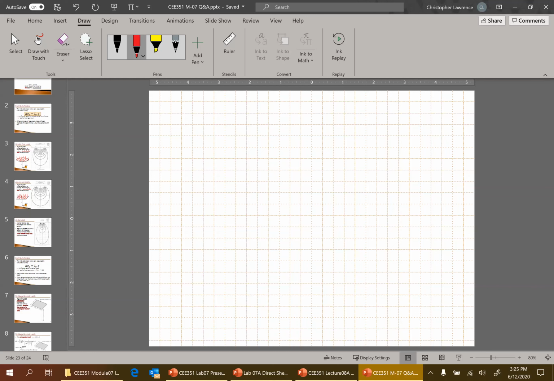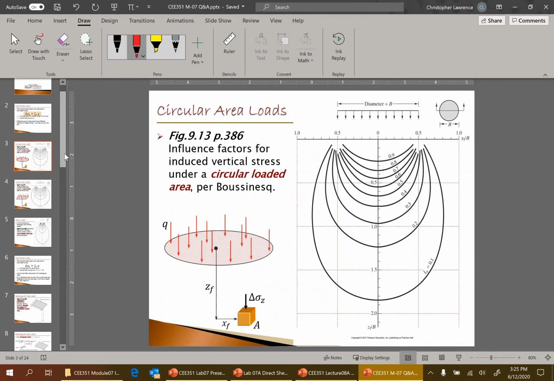But we got to figure out our superposition. And so if you look at that chart in my slides, it's right here. You can go outside the footprint, right? So again, when x equals 0, we're right at the center of the circular load.